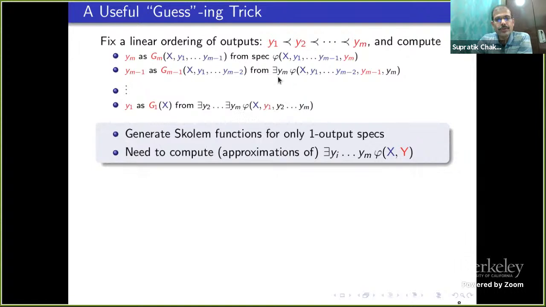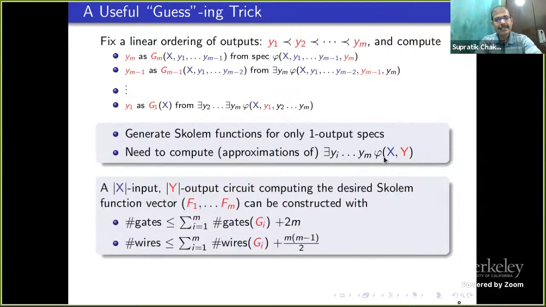And then I need to compute these existentially quantified formulas. I need to do the quantifier elimination from this. And this is actually often quite hard to do, these long sequences of existential quantification. So what we'll try to work with are approximations of these existentially quantified formulas.